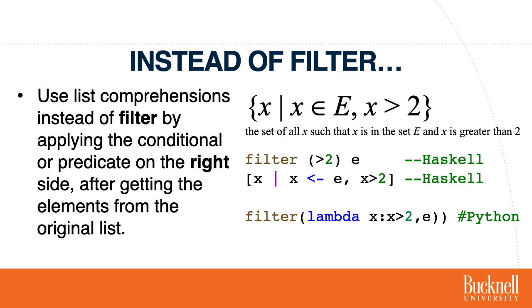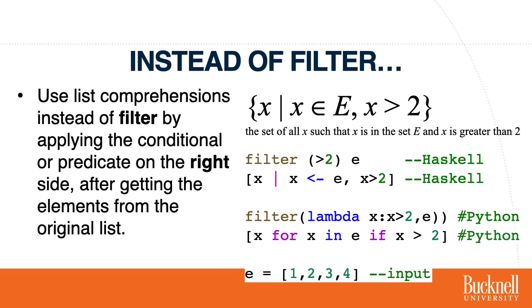Similarly, in Python, we could do this using a combination of the filter function and an anonymous function that checks to see if x is greater than 2, or we could use a list comprehension that again puts the x greater than 2 at the end of the list comprehension. So if we had the list 1, 2, 3, 4, this filter would filter out 1 and 2, leaving us with 3 and 4.